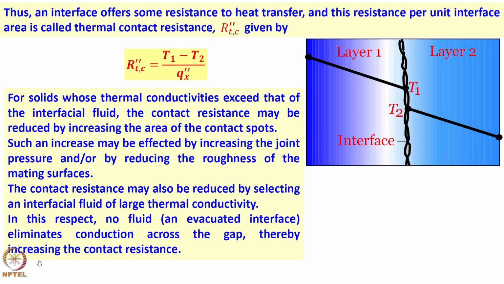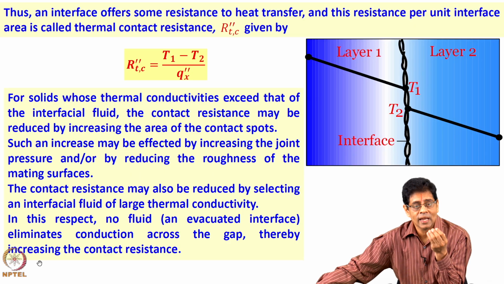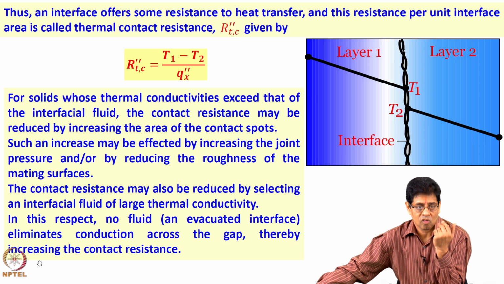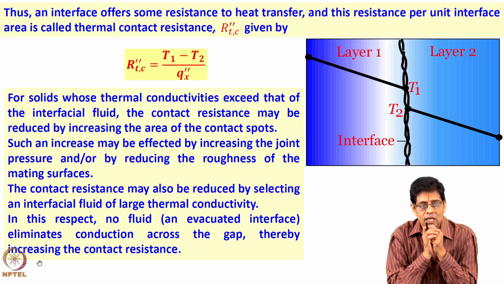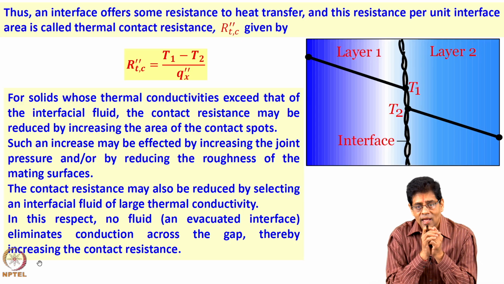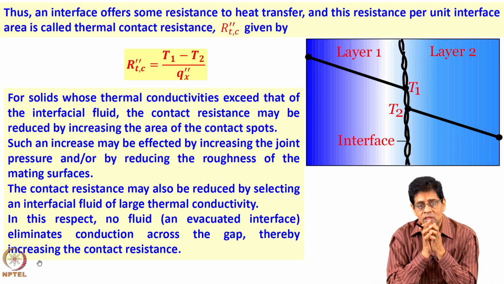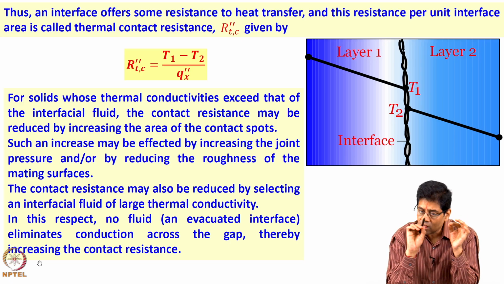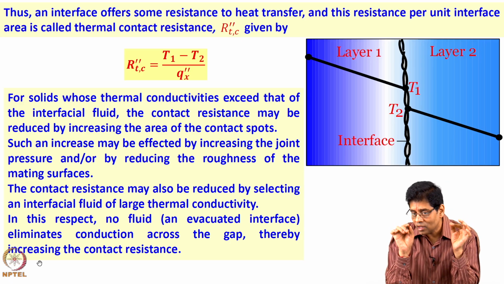How do you take it? Contact resistance is essentially a number that will be given to you, and you will just use it in this form, that is R_TC double prime per unit area is essentially that temperature difference divided by the heat flux, because heat is going to be constant. So, the problem will adjust itself to account for the contact resistance.